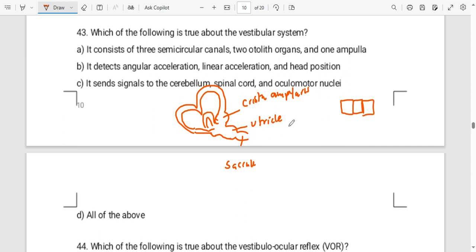Because these guys are not involved in hearing, they're involved in balance. Instead of having outer and inner hair cells, they have type 1 and type 2 hair cells, which are similar to the outer and inner hair cells found in the cochlea.